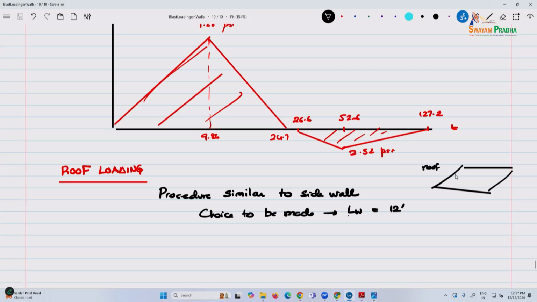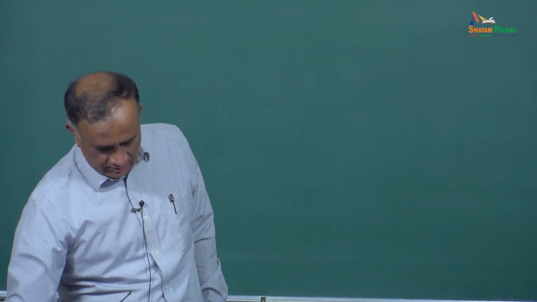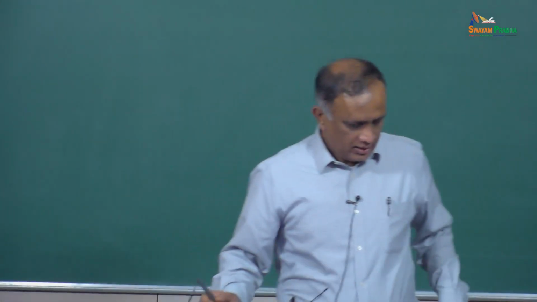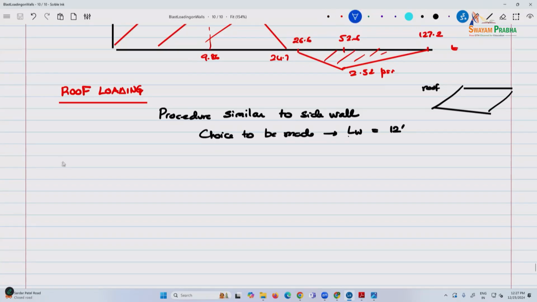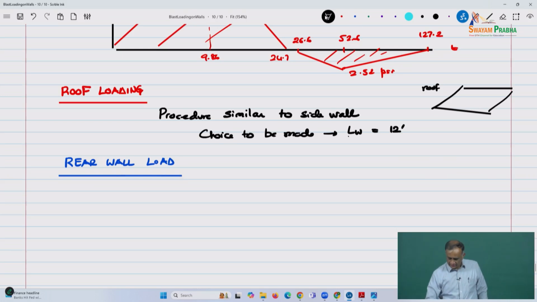Because I'd like to finish the rear wall and also show you comparisons. We may have time, so I'll come back to that. But any questions? Now, the rear wall load, now here the main difference is R is now 100 plus 12 feet.